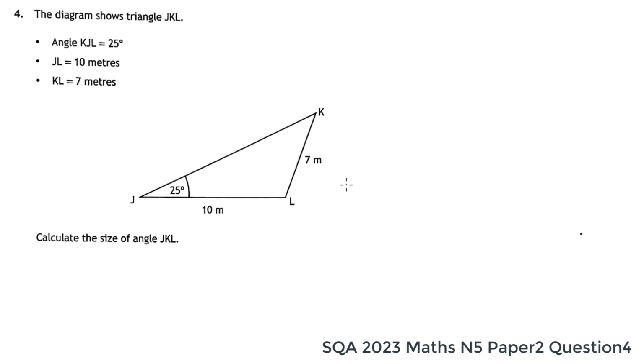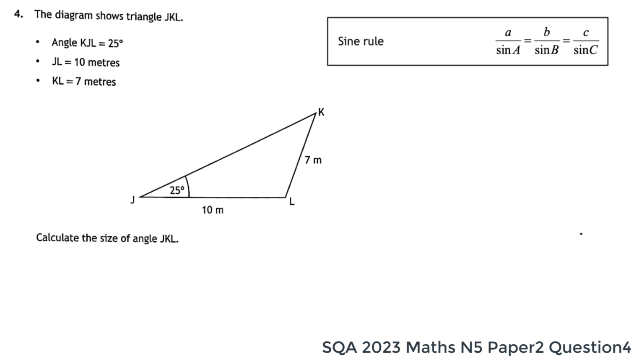Now if we look at what we know, we see we have an angle and the length of an opposite side. We're asked for this angle. We know the length of the opposite side. So that would indicate the sine rule. And if we look at your formula sheet, which you'll get during the exam, the sine rule: a over sine A equals b over sine B equals c over sine C. So we're dealing with a JKL triangle, not an ABC triangle.